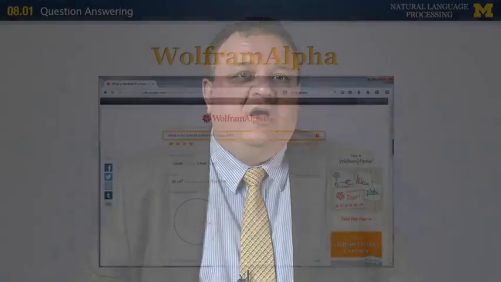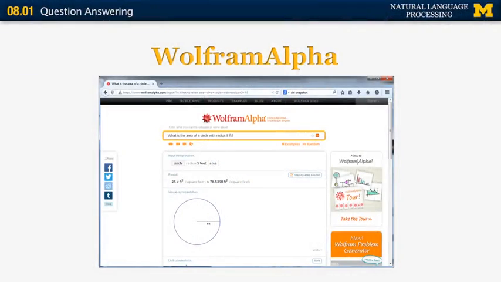Another example is Wolfram Alpha, which is used for mathematical computations, again in the form of natural language dialogue. So you can ask a question such as, what is the area of a circle with radius 5 feet? And then it will give you the answer, and it will also give you some mathematical derivation and an image that shows you how the answer, which is 25 pi square feet, was computed.